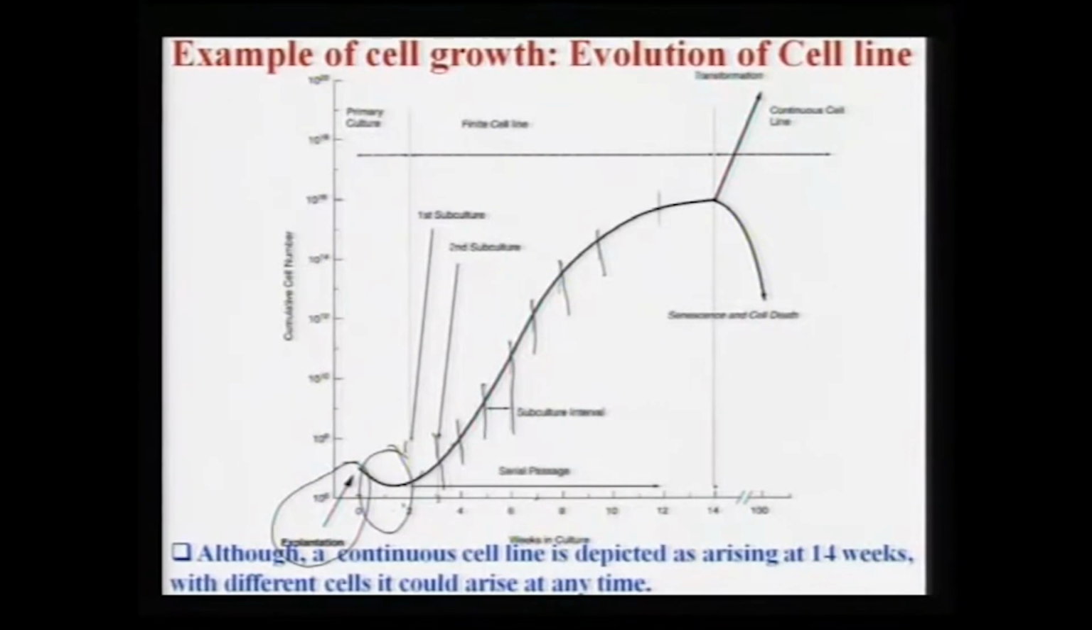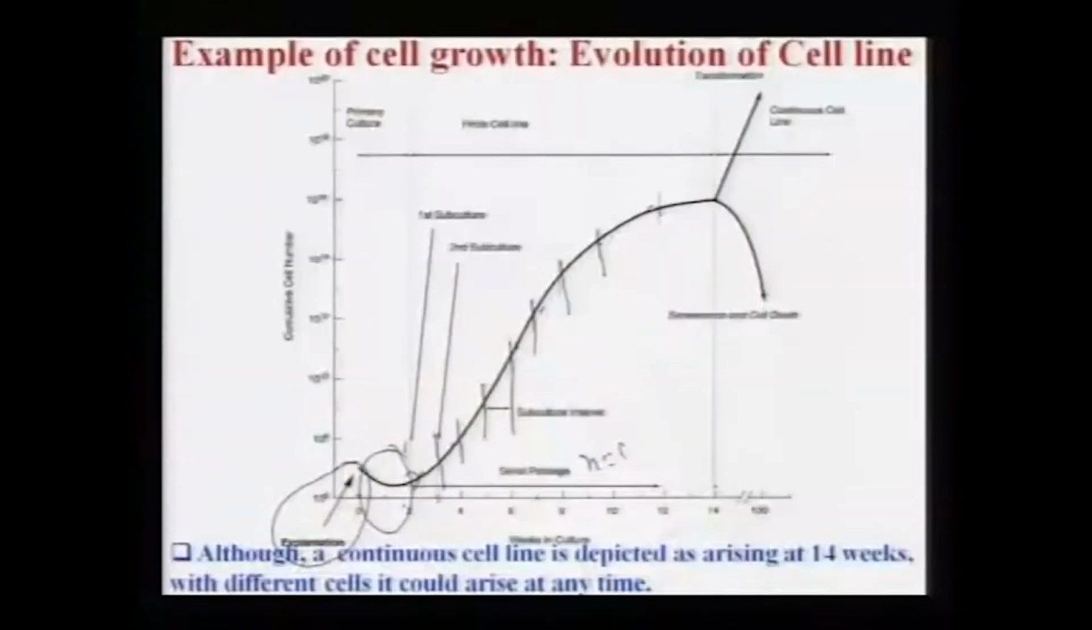After several passages, what you see here is that the cumulative cell number increases. Cumulative cell number means once you started with a certain cell number, the total cell number at any given point of time will continuously increase because of the cell passages or subculture stages. This is called serial passage, and n can be 1 to 10 or something like that. That means you have to spend up to 10 to 12 weeks in that subculture phase.